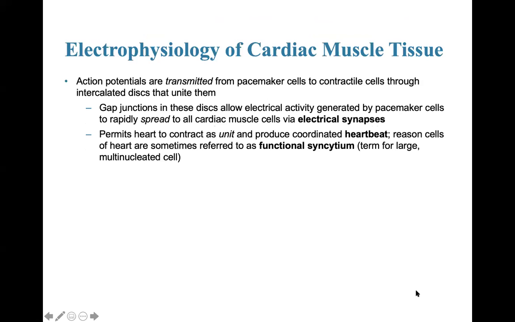Gap junctions in these discs allow electrical activity generated by the pacemaker cells to rapidly spread to all cardiac muscle cells via the electrical synapses. Again, they're connected by these electrical synapses, so you really get that full domino effect. This will permit the heart to contract as a unit and produce a coordinated heartbeat. The cells of the heart are sometimes referred to as a functional syncytium, meaning that all the cells will contract as one unit.